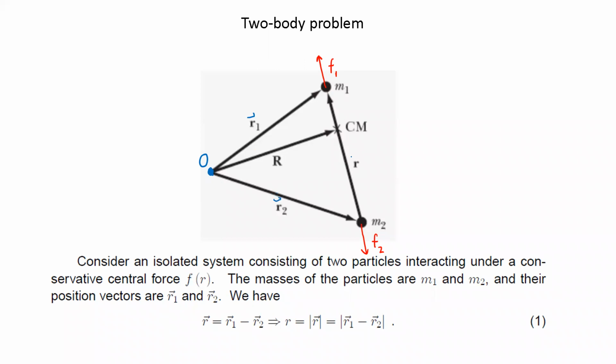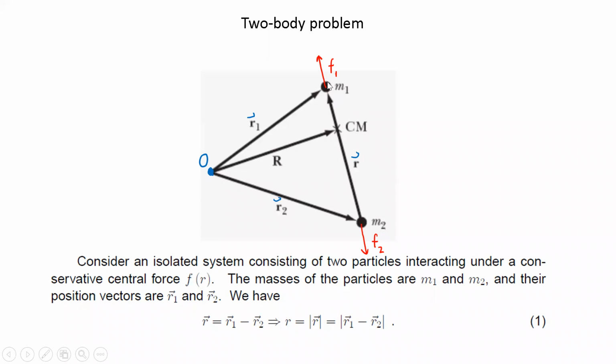So R1 and R2 are the position vectors of the two particles, or two masses, respectively. And here I define one more vector, R. This is an important one. This is the variable that we'll actually be using, as you'll see.